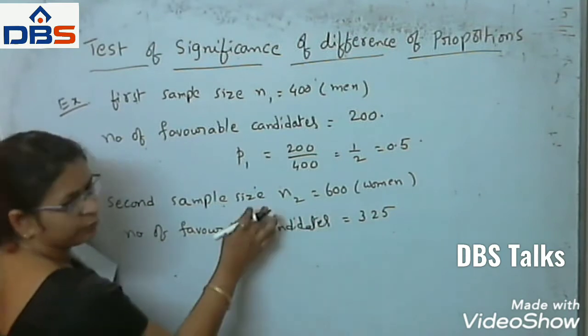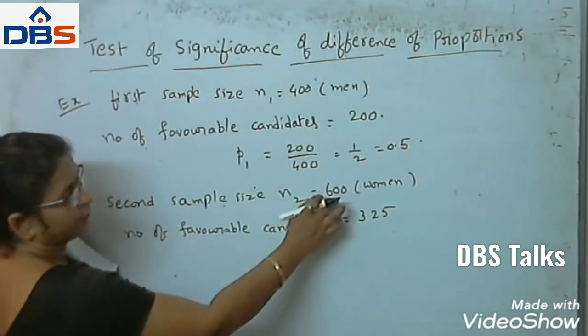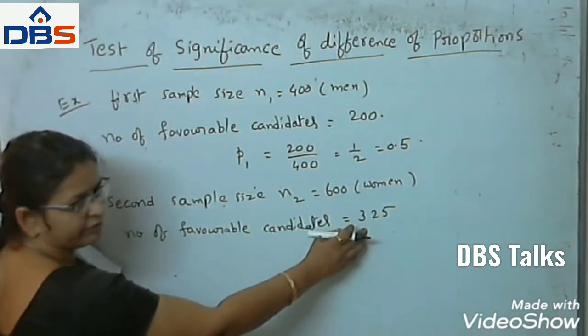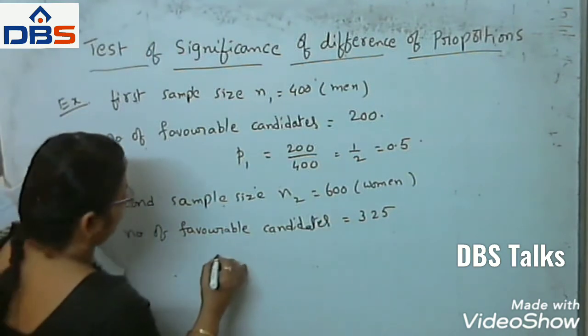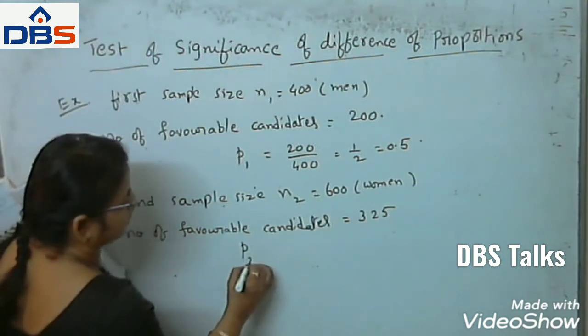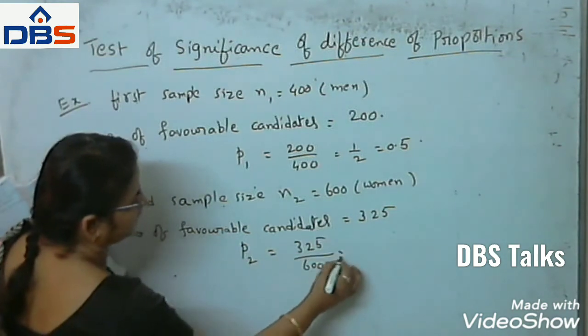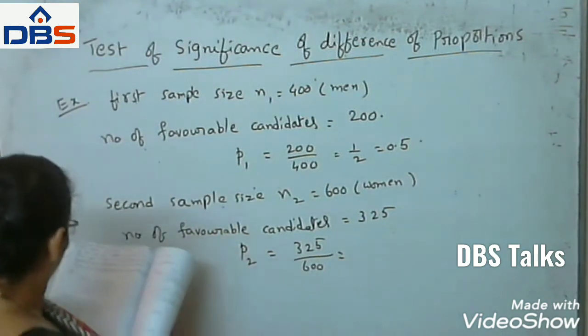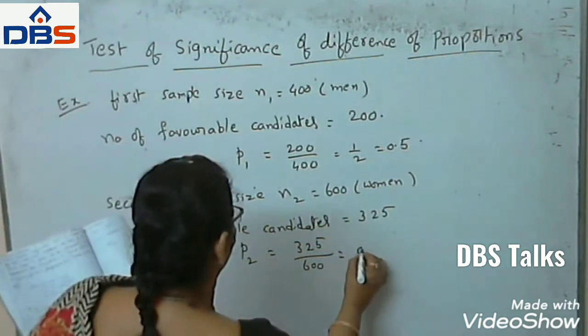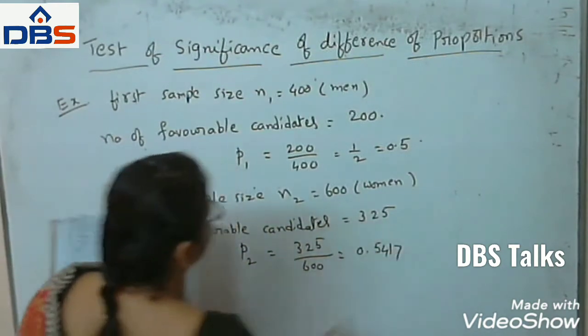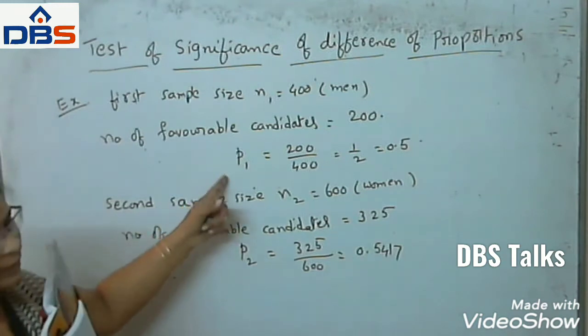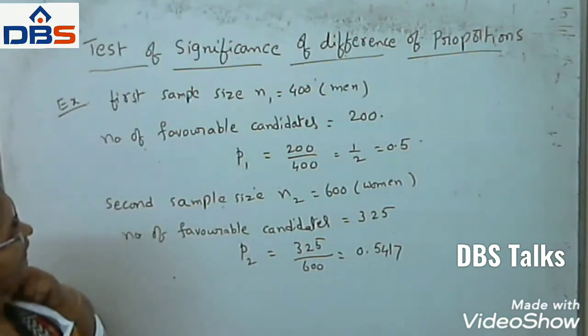325 women are favorable to the proposal. Out of 600 women, 325 are favorable. So the second sample proportion P2 equals 325 by 600, which is equal to 0.5417. Now we have found P1 and P2 using N1 and N2.